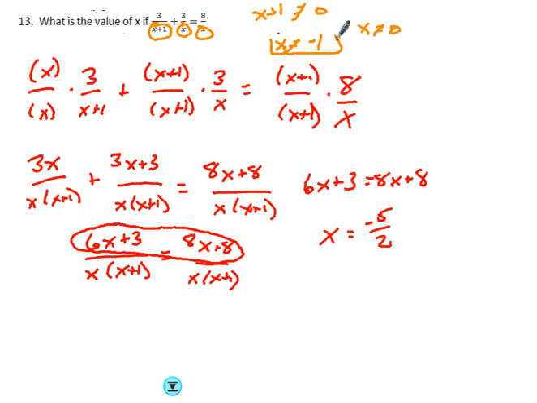So those are your two restrictions. x can't be negative 1, and x can't be 0. If your answer happened to be anything that's a restriction, you have to exclude it. But it's not this time, so negative 5 halves is what we're focused on.